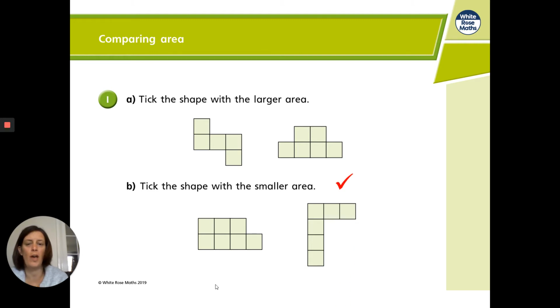Okay, so this one has the larger area. That has an area of 6 squares. That first shape only had an area of 5 squares. The shape with the smallest area was this one. That first shape had an area of 7. This shape has an area of 6, so it has the smallest area. Well done with those.